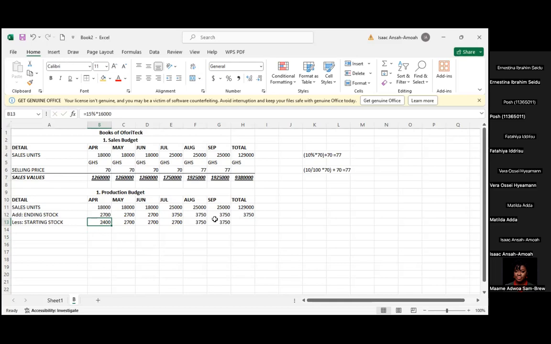Having done this, we don't do any total for this. We don't do total for starting stock. From here, we can add and subtract to get what we refer to as the required production unit.